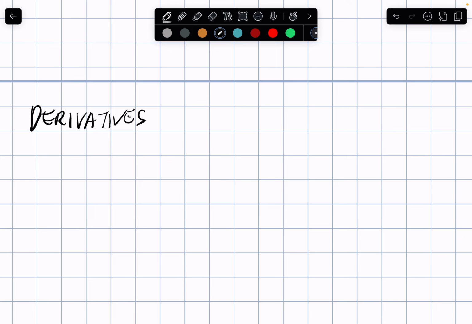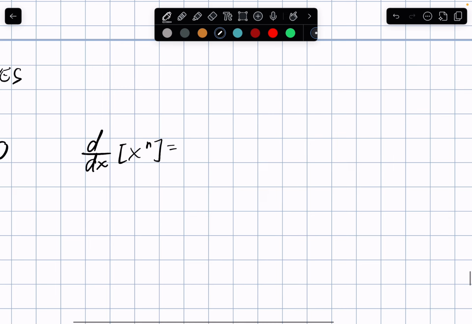We have various rules that we have to know. I'll just write down what it is itself. So this is called the constant rule. It's always the derivative of any constant is 0. That's basically the idea. How about the derivative of x raised to n?